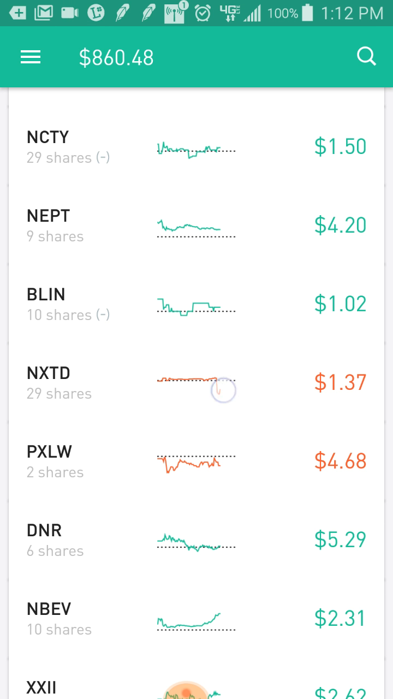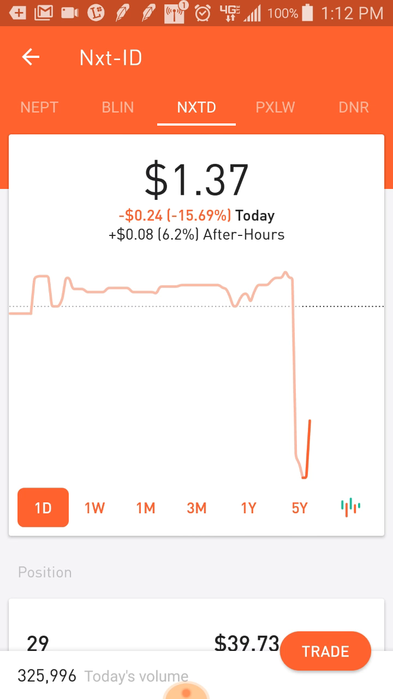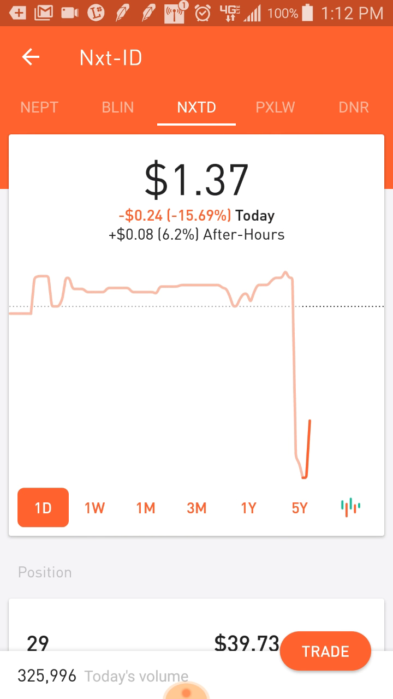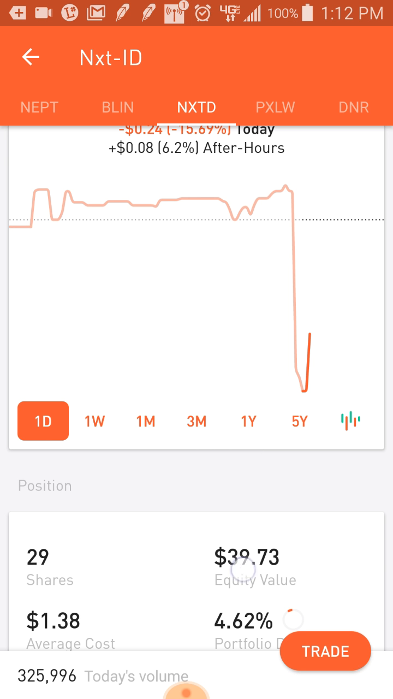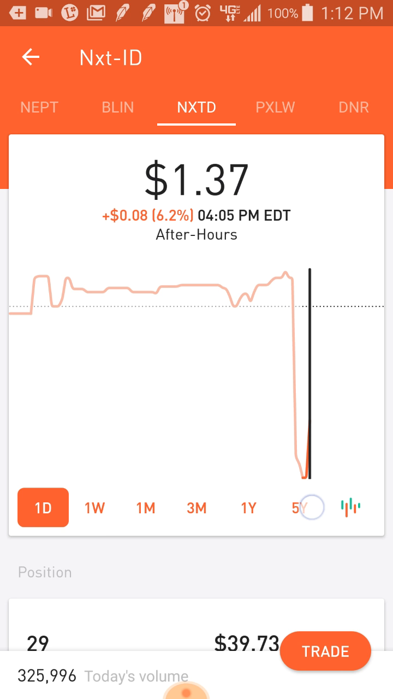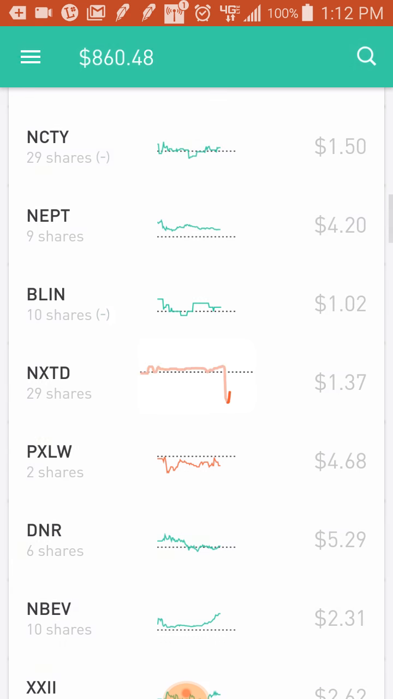Actually, on this share right here, it was down to $1.31, and I just purchased 20 more shares, so that lowered my average by quite a lot. And it's already raised back up by like 6 cents since I did that. So, I bought the dip, and as you can see, I'm already gaining my profit back. So, that's why it's important to buy the dips.